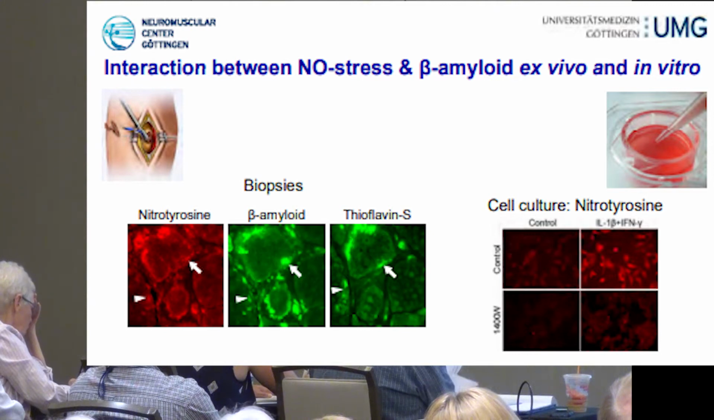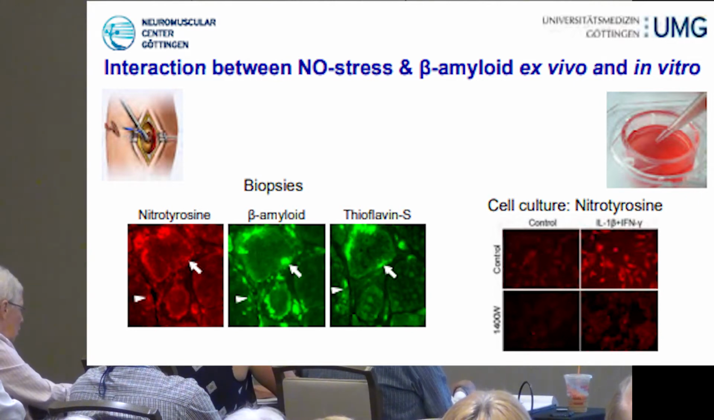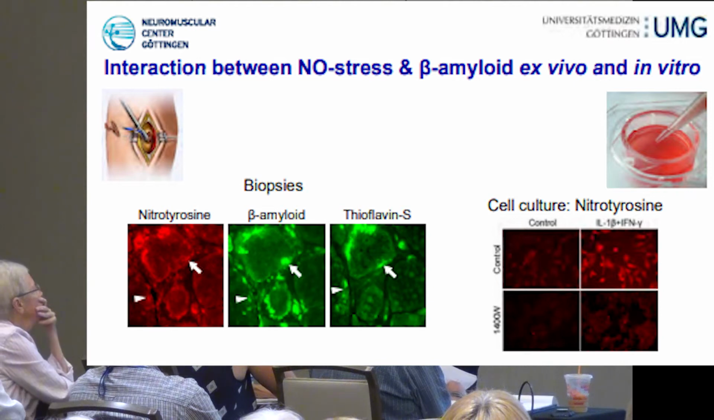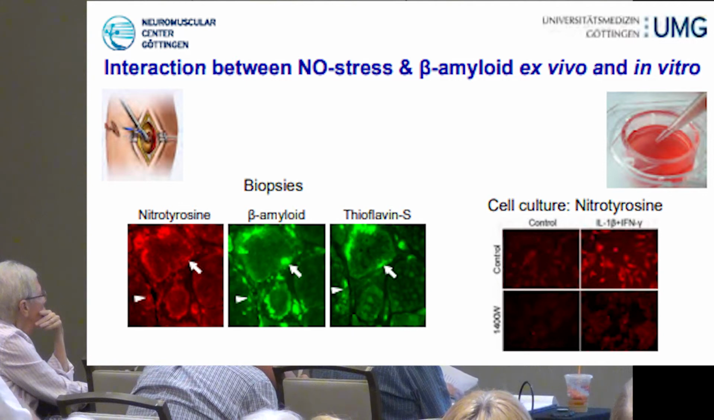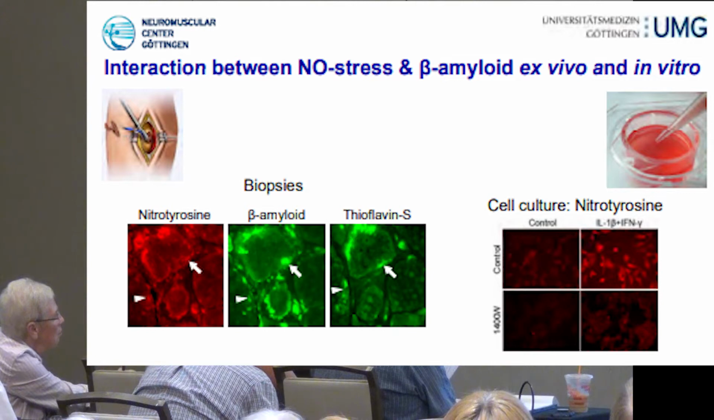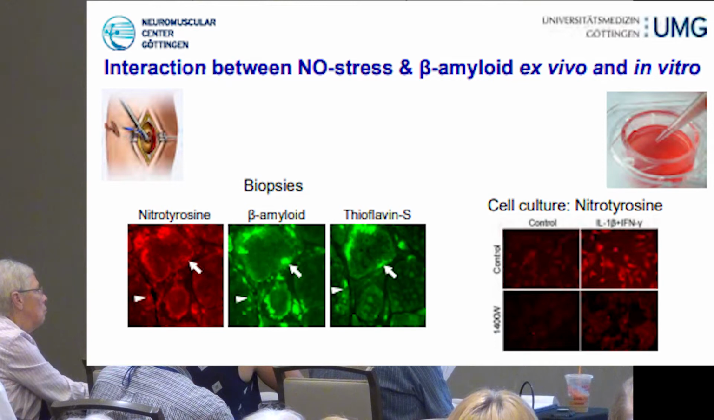And when we then looked in the cell culture model, we could identify the same nitric oxide stress in the cells only after exposure to inflammatory cytokines. And then if we blocked the enzyme that was responsible for producing nitric oxide, then the nitric oxide stress went away and we could rescue the cell death and we could rescue the accumulation of proteins.